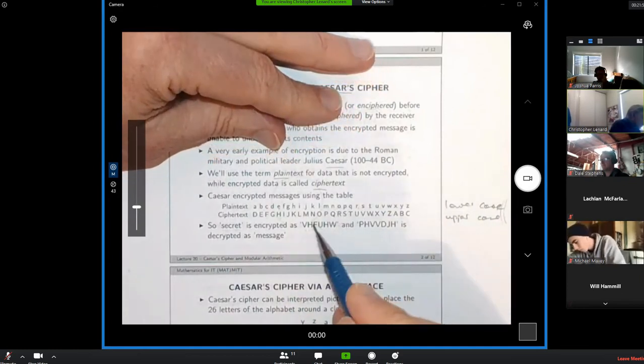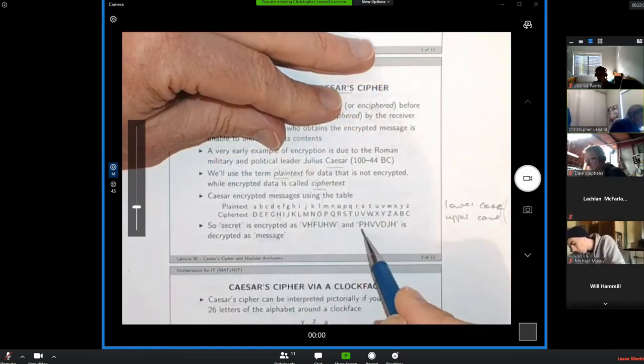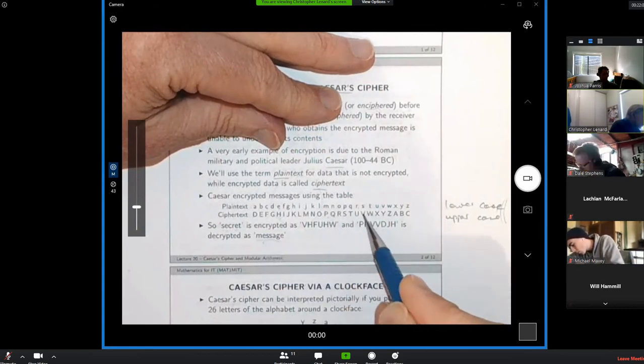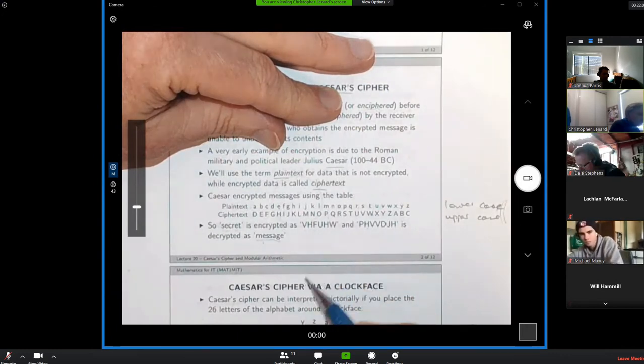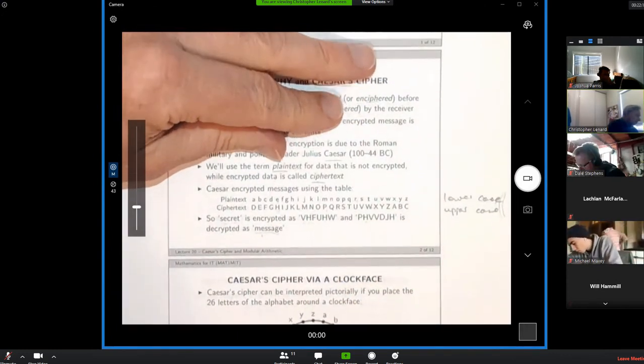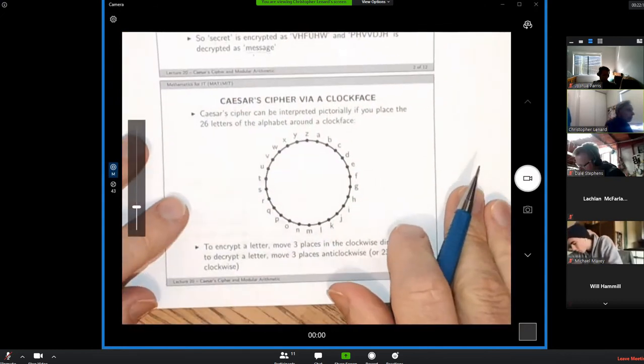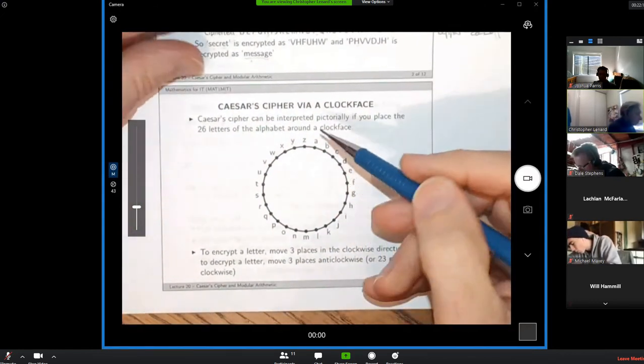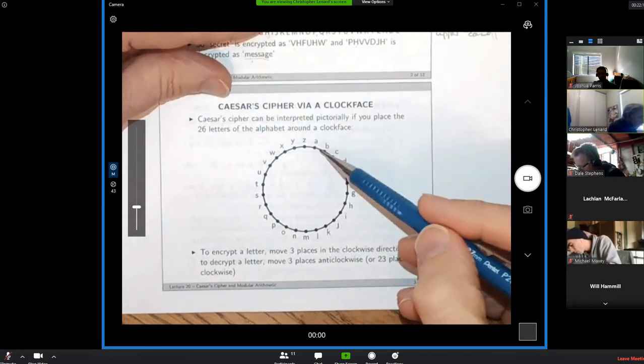Message. Okay, so if you want to send message as a plain text, here's the ciphertext. M becomes P. Notice that E is again H, just the same as it was over here, because we've used the same key. And pictorially, we can think about it this way.